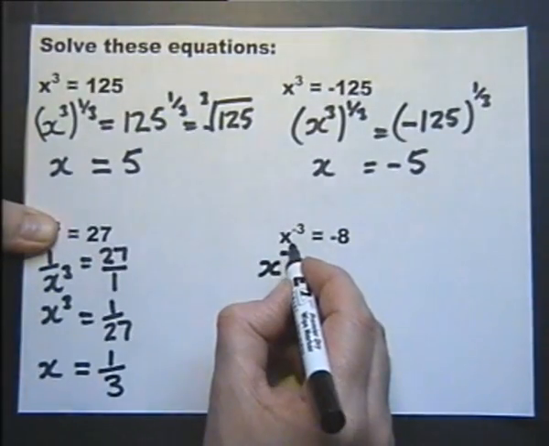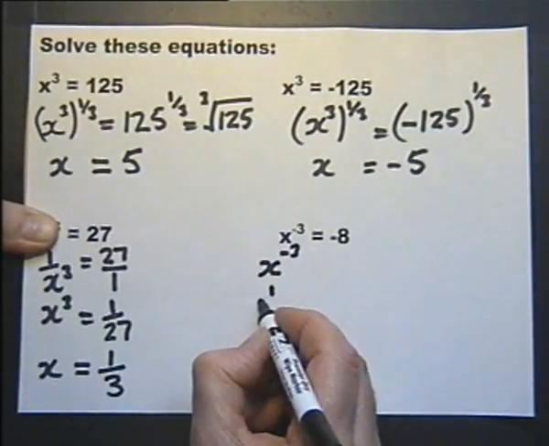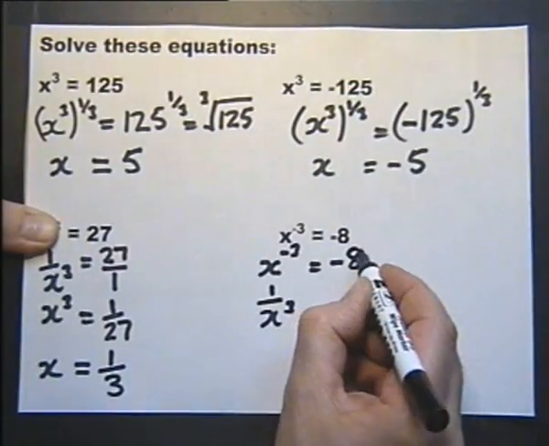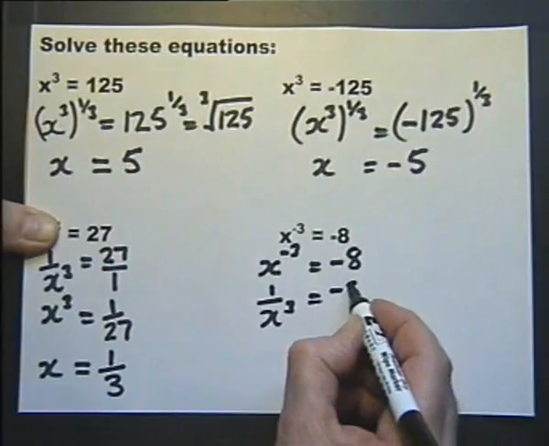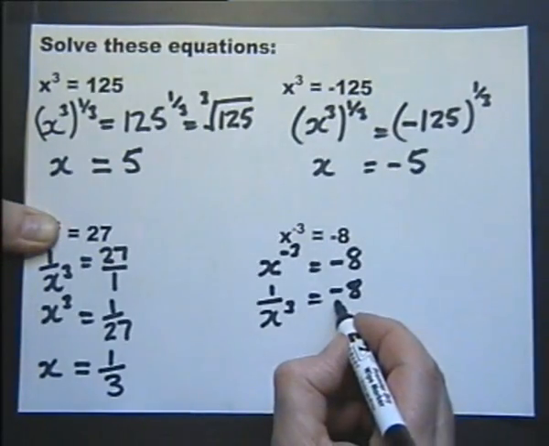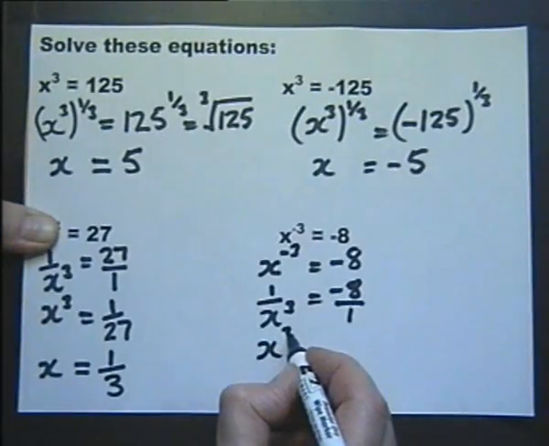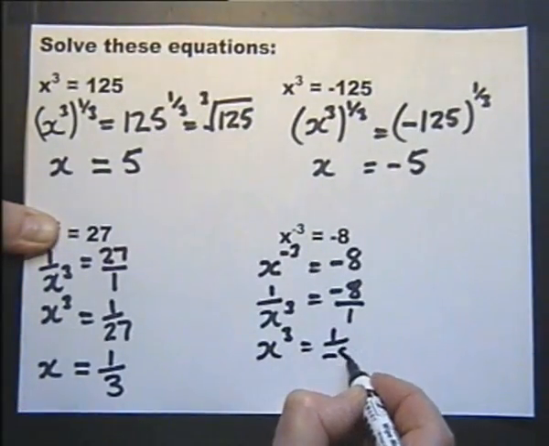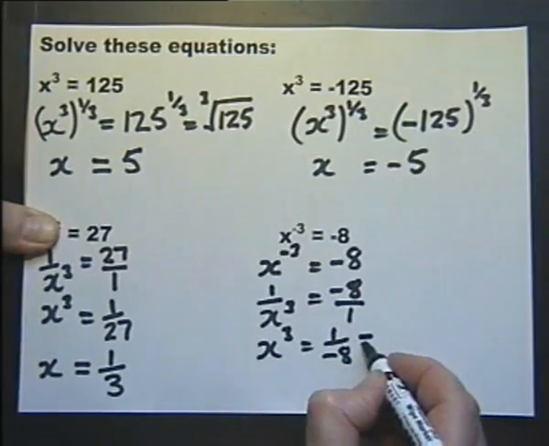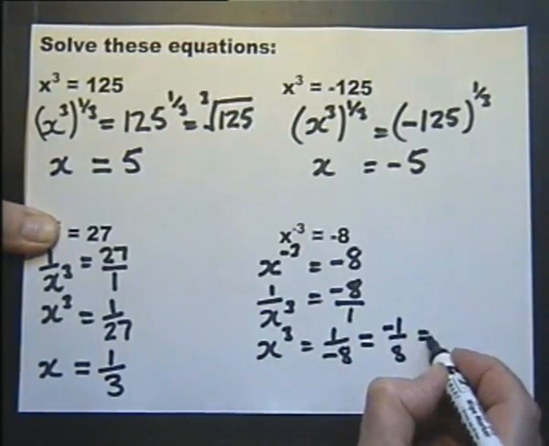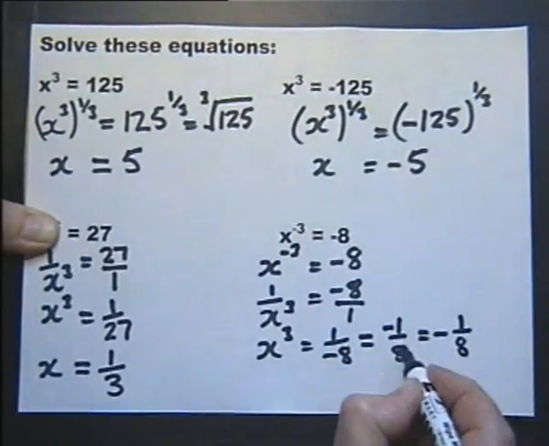X to the power minus 3 is 1 over x cubed, and that equals the minus 8. If we write the minus 8 as over 1, we can reciprocate both sides and say that x cubed equals 1 over minus 8. Now appreciate you can write that three ways, either with the minus at the bottom, or at the top, or in the middle. They mean the same thing.